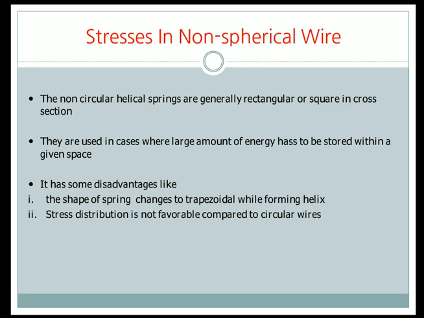The disadvantages are, when you wind a square wire into a helical spring, its shape changes from square to trapezoidal when forming the helix. Also, the stress distribution is not favorable in non-circular spring wires when compared to circular wires. The stresses are not evenly distributed, they are distributed unevenly. So these are some disadvantages.